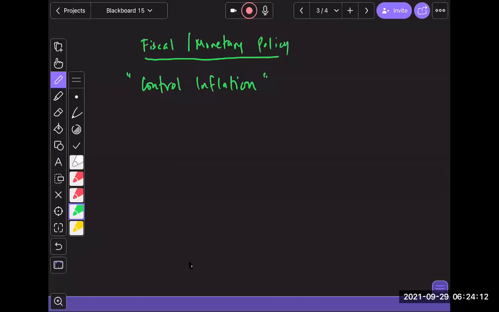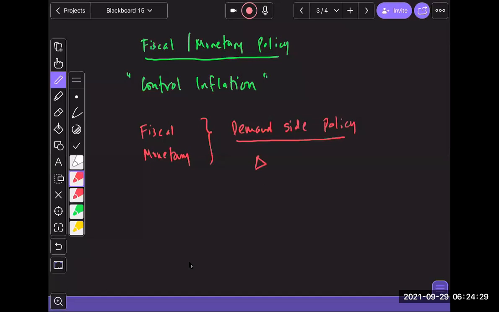Guys, so what is fiscal policy? What I'm going to use here is fiscal and monetary policy. First of all, let me quickly write an important point. They are demand side policies, right? And they basically control your AD. So when the AD changes, you will see the price level change, right? When the AD, for example, goes down, the price level will go down.